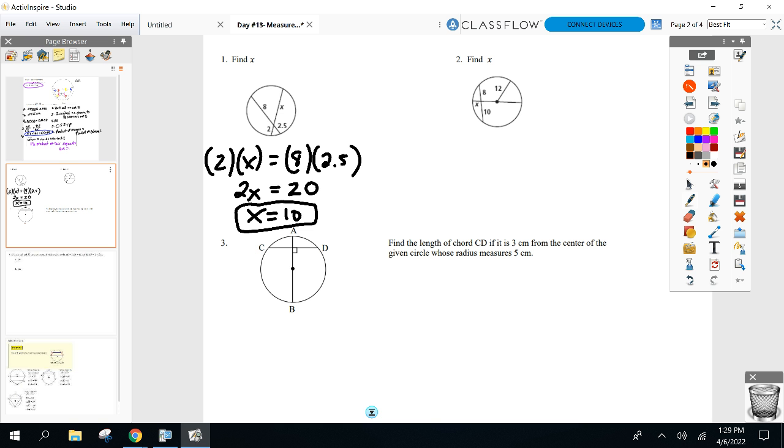Is a diameter a chord? Yeah, so this new fact still would apply to a diameter and just a regular chord intersecting each other, which I have in number 2.